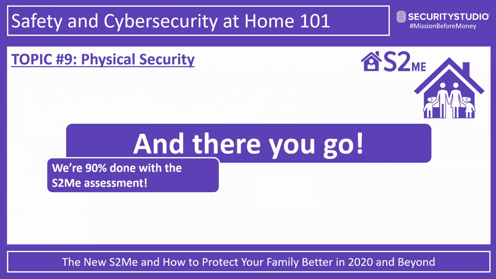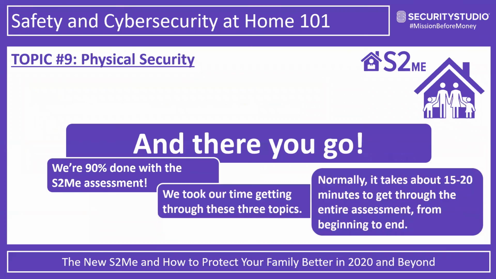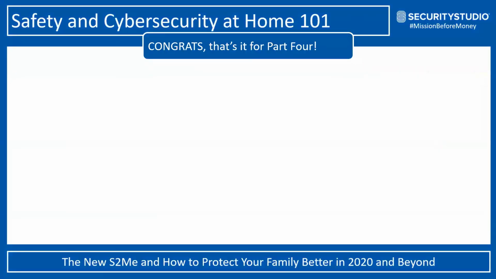And there you go. You are 90% done with the S2Me assessment. Congratulations. We are so close to the finish line. We did take some time getting through these topics. On average, it takes about 15 to 20 minutes to get through the entire assessment beginning to end, but we wanted to take time to explain things and really talk about the importance of some of these questions, hopefully giving you some new information you didn't already have. And that is it for part 4.